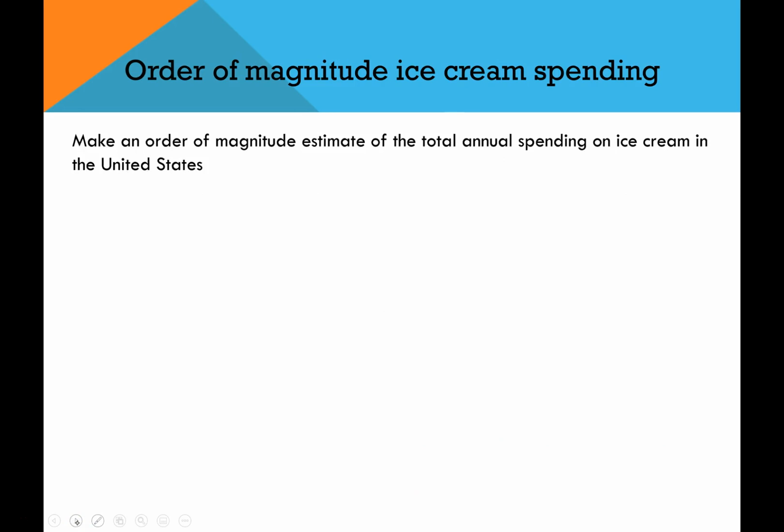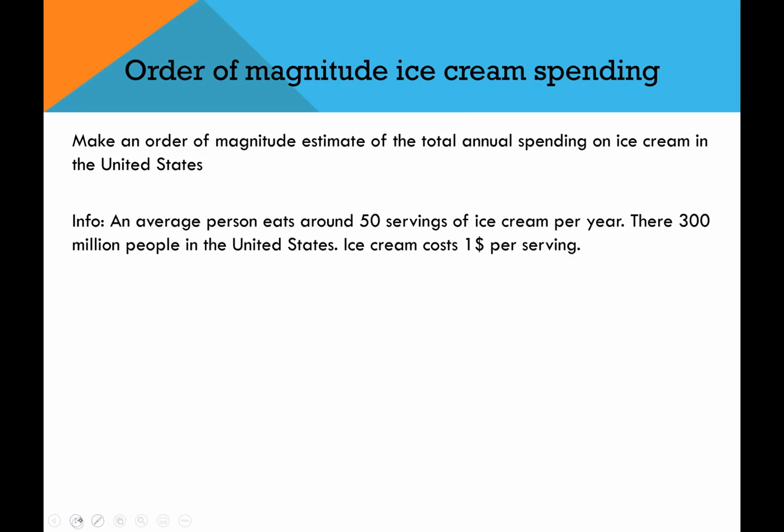Make an order of magnitude estimate of the total annual spending on ice cream in the United States. So here's some information. An average person eats around 50 servings of ice cream per year. There are 300 million people in the United States, and ice cream costs $1 per serving. All right, so we are doing 300 million times 50, which we certainly could do with scientific notation, but I think it's not too bad to just say 300 million looks like this, and then multiply that by 50.